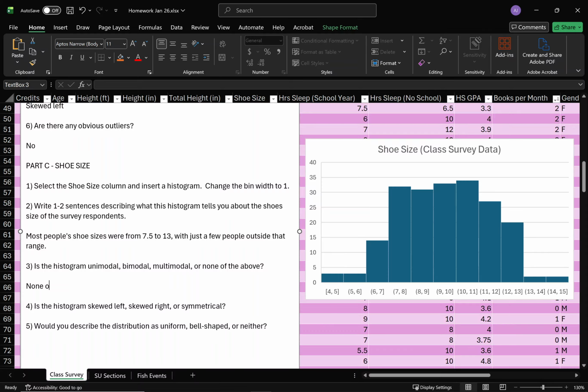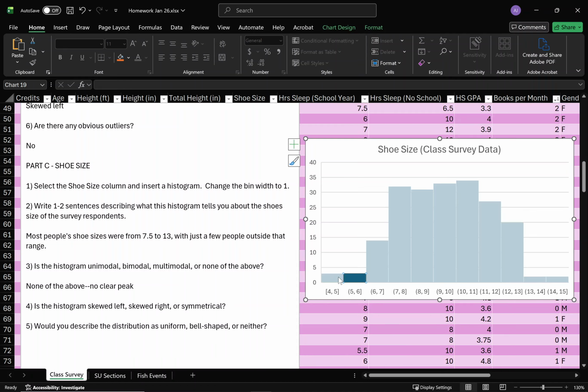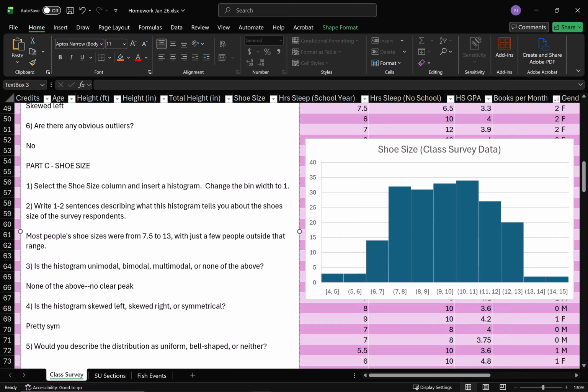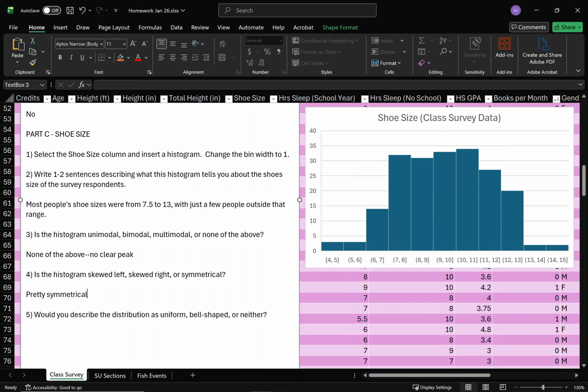Is the histogram skewed left, skewed right, or symmetrical? Ooh, it's pretty symmetrical. You could say maybe this is the start of the left tail and so that makes it a little bit longer than the right tail, but you could say this is part of the right tail, so it's a bit iffy. It's pretty symmetrical, I'd say. You'll never get a perfectly symmetrical one anyway. This is about as symmetrical as it gets.